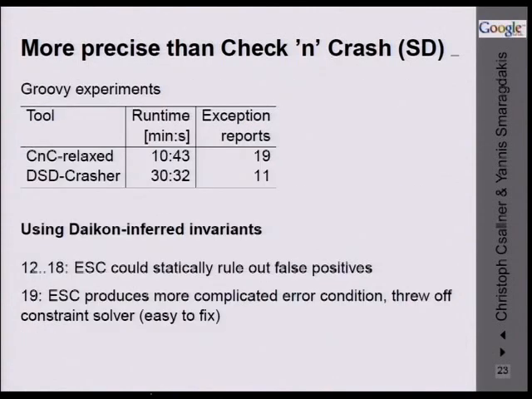So for the Groovy experiments, it's very interesting to compare the runtime. The runtime of DSD-Crasher is a lot bigger than the runtime of Check and Crash, which is not surprising because now we have the entire DICON step in there. But it's still reasonable. It's only 3 times as big as the other runtime. And in total, we were able to suppress 7 false positive reports. The last report that we suppressed was not a false positive. But that's just an engineering shortcoming of our tool because it produced a little more complicated constraints, and right now we are not able to parse them, but that should be easy to fix.